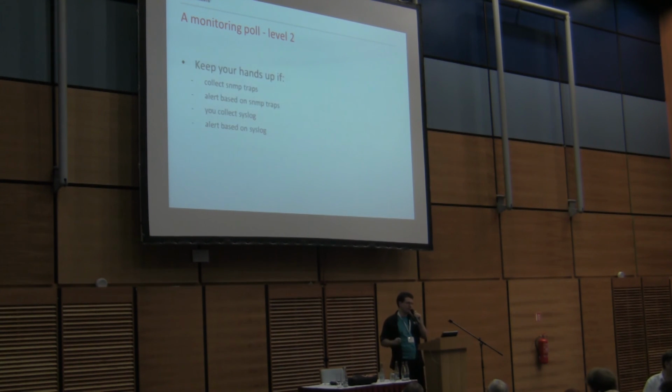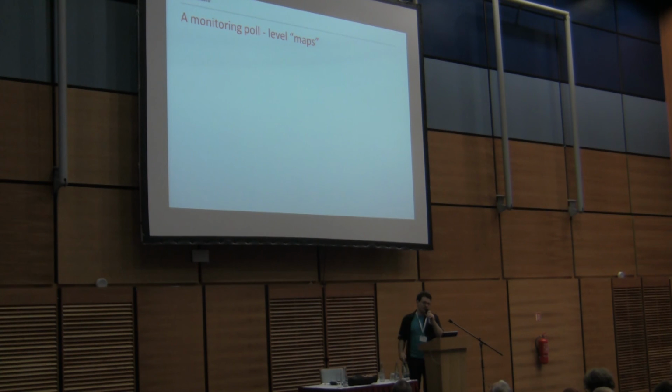You've passed level 1. Let's go to level 2. So keep your hands up if you collect SNMP traps and alert based on those SNMP traps, and if you collect Syslog and alert based on Syslog. How are we doing? Okay, about 10, 11 people, I would guess. Okay, so that was level 2.